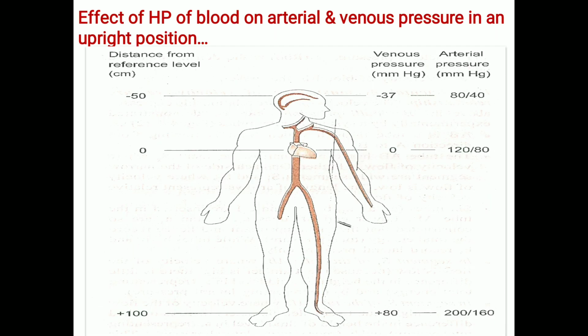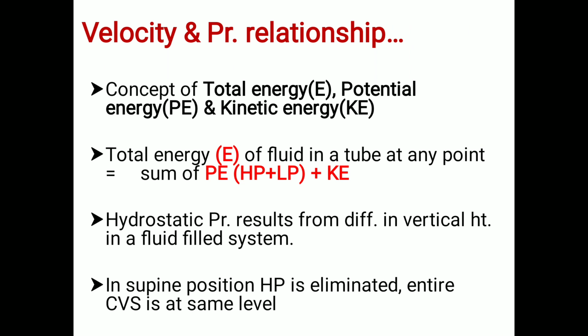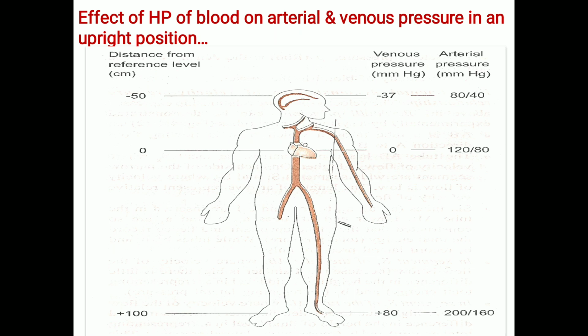So, the effect of hydrostatic pressure. Hydrostatic pressure results from the difference in vertical height in a fluid system. In supine position, the hydrostatic pressure is eliminated, so the entire CVS is at the same level. So one thing, the effect of hydrostatic pressure on venous and arterial pressure. With the heart as a zero reference, if you see above the heart and below the heart, what is the pressure change in the venous pressure and the arterial blood?